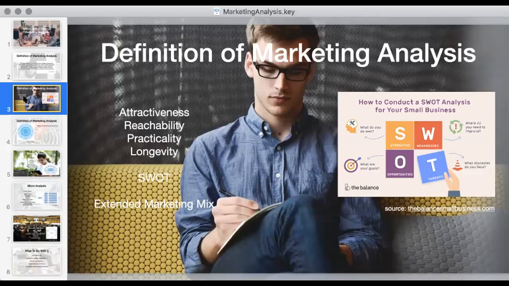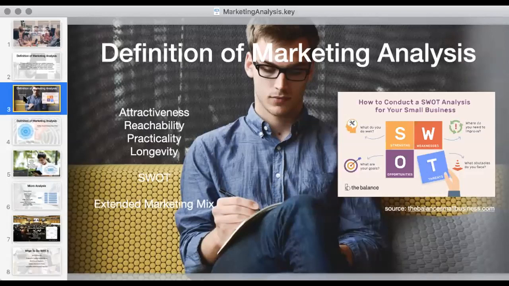So let's look also at the longevity of the opportunity, because if this is something that we can factor into our strategy, in other words, take it in the longer term, or maybe even just the medium term, it might then prove to be a really good decision. So as we do market or marketing analysis, we need to look at the attractiveness, the reachability, the practicality, and the longevity of the opportunity.